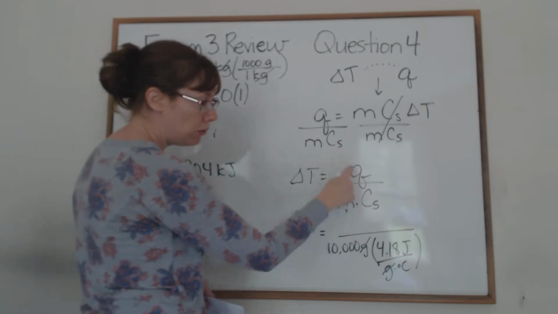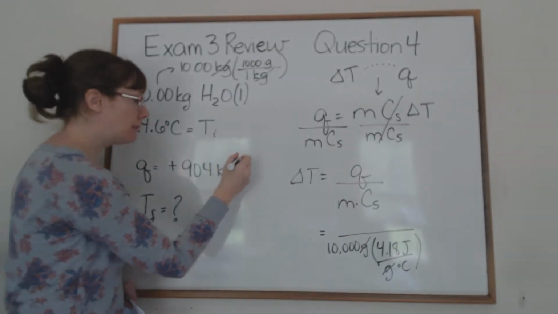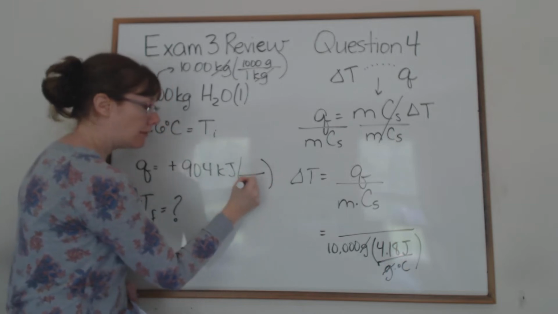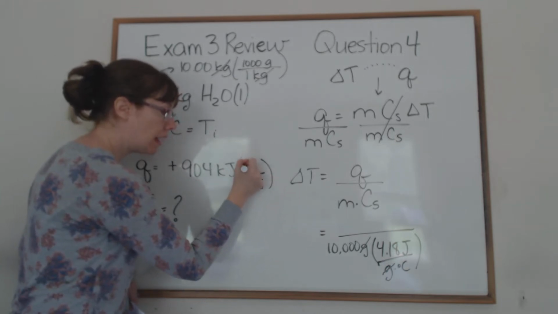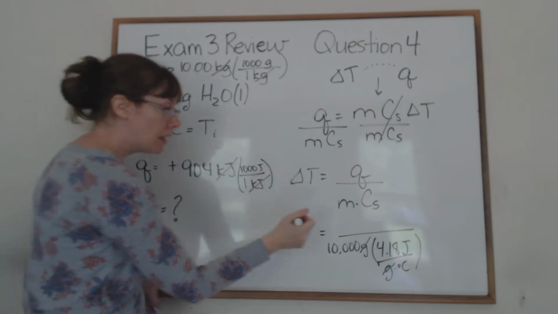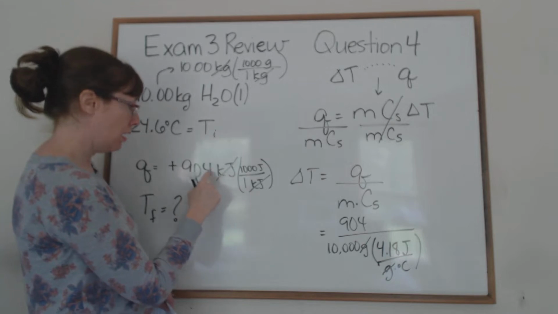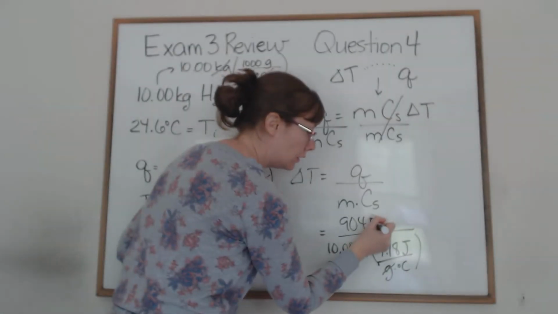And the q is going to have to be in joules. And it's in kilojoules. So same thing, we're going to have to make this match. In every 1 kilojoule, there are 1,000 joules. And so this time, this becomes 904,000 joules.